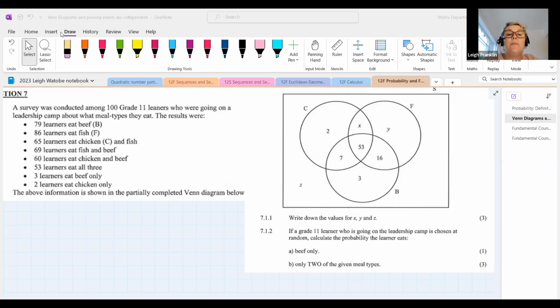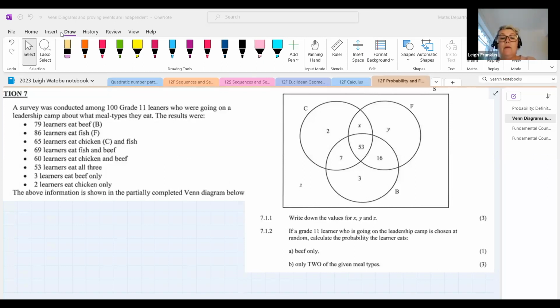Mabena, that's not a problem at all. Were you able to get X, Y, and Z? And Tlantla, the answers you sent me are correct. That's lovely. Well done. Good stuff. Okay.